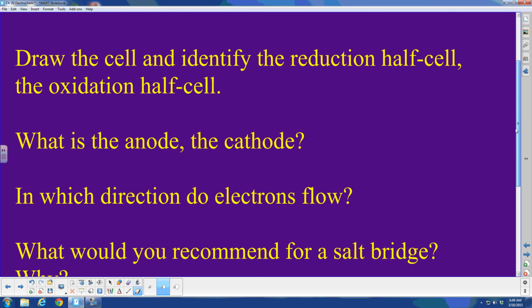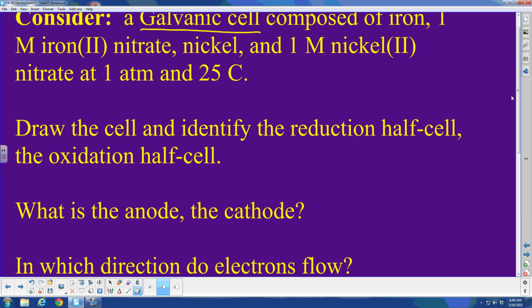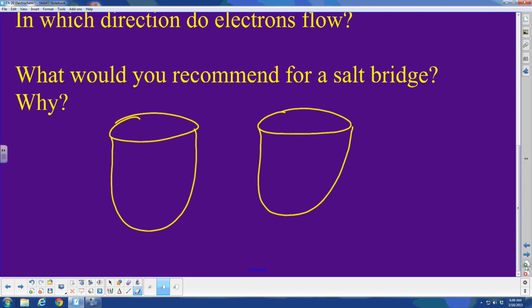And let's take a look up here. I have solid nickel, and I have nickel 2 nitrate. Well, that's going to make up one of my cells. I don't know which one yet. I'm going to put nickel here. And that means my nickel 2 is going to be floating around in here. So here's my nickel 2.